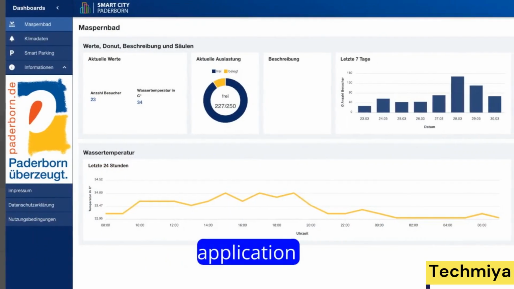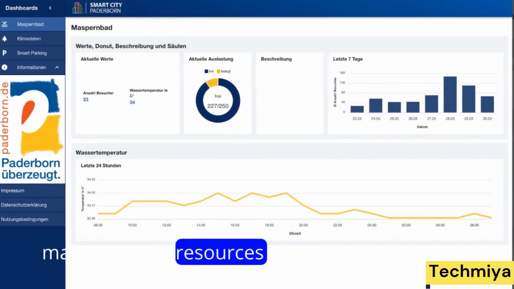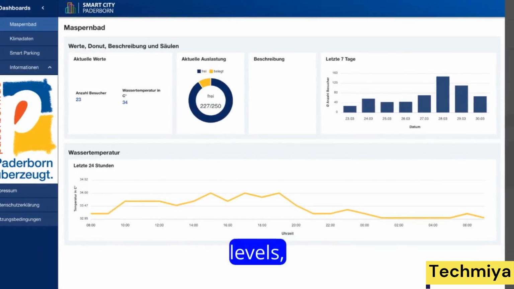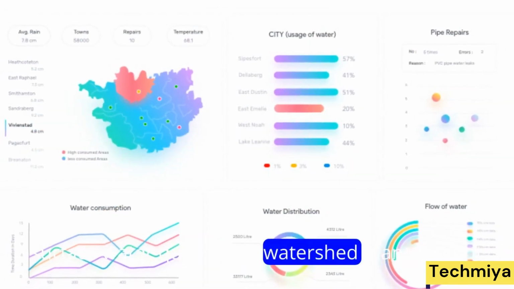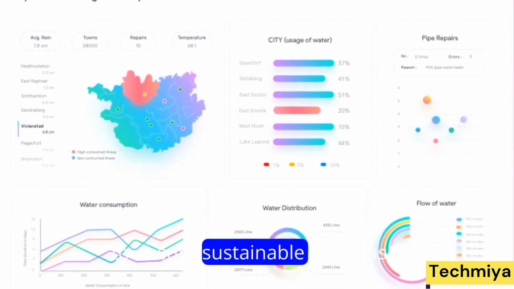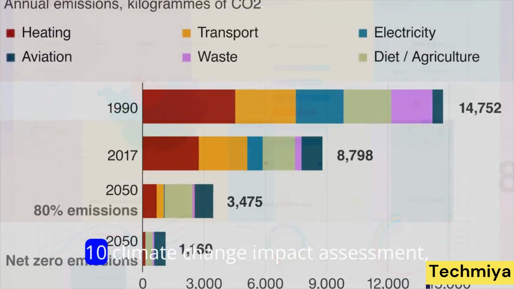9. Water Resource Management System. Design a GIS application to monitor and manage water resources, including groundwater levels, surface water quality, and watershed management to ensure sustainable water use.